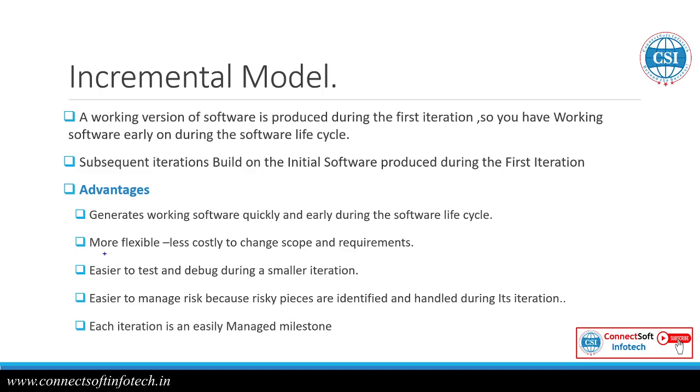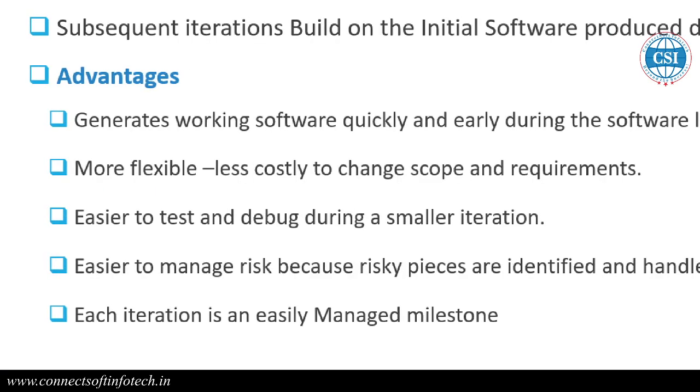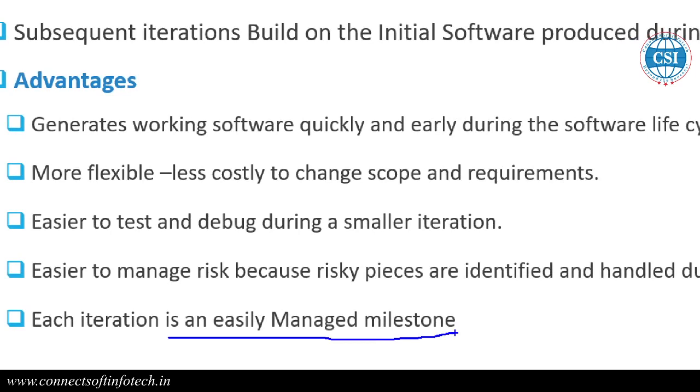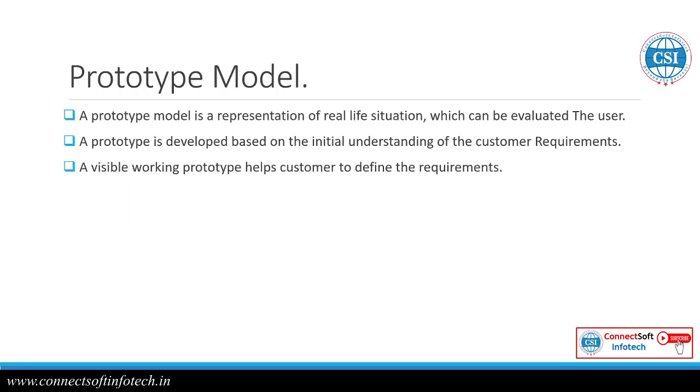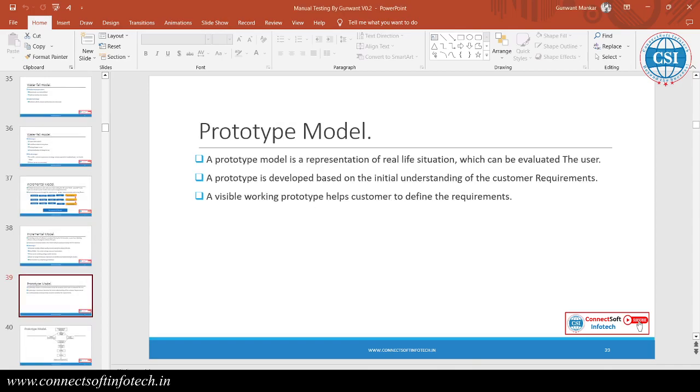It is more flexible, and less costly to change the scope and requirements. It's easier to test and debug during a small iteration, and easier to manage risk because risky pieces are identified and handled during their iteration. If you find any defect, it can be easily identified and handled. Each iteration is an easily managed milestone. So this is about the incremental model.